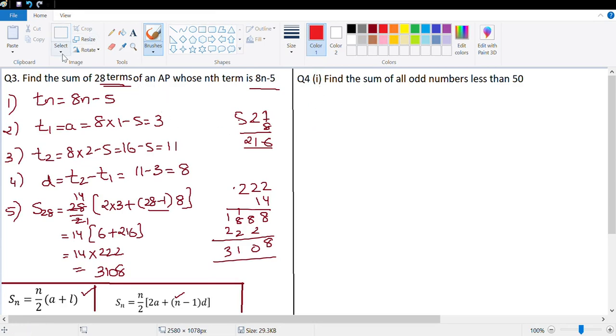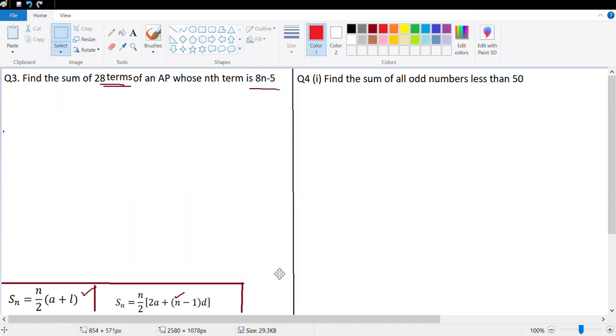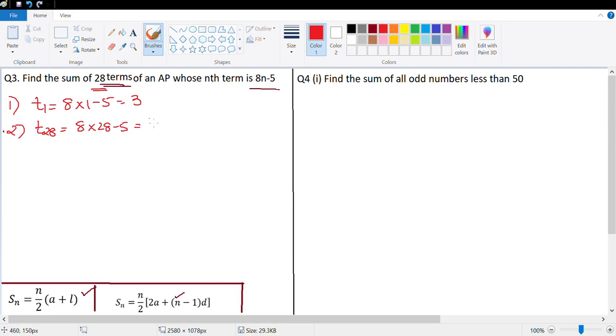I will erase what I have written here. Let's try and solve this question using the first formula. Again, let's look at this. The first term of this AP would be 8 into 1 - 5. That's 8 - 5, which is equal to 3. We need to calculate the 28th term. So the 28th term would be 8 into 28 - 5. In this case, 28 into 8, that's 160, and 8 into 8, 64. So that's 224. So 224 - 5, in this case, 219.